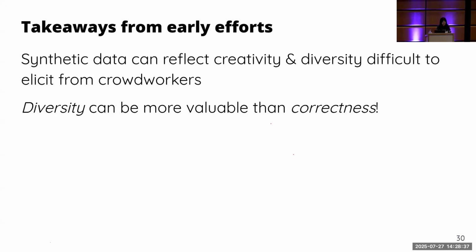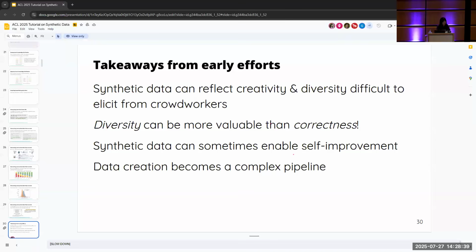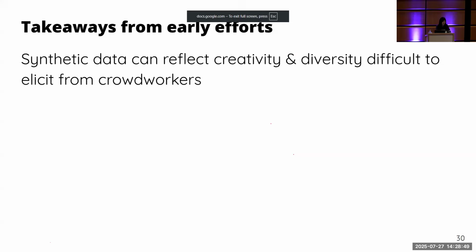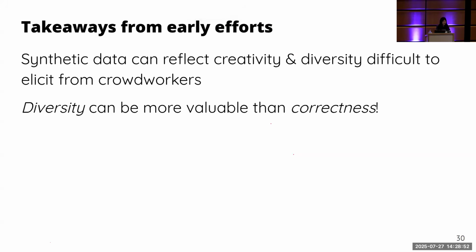We also saw that diversity can be more valuable than correctness. Initially, it seemed like a negative result when we found that in self-instruct, a lot of the generated data was not actually as correct or high quality as we may have wanted it to be. But it actually hides a really interesting takeaway, right? Which is that data correctness is potentially not as important as we thought before. And it's really about the diversity of the data, which adds a lot of value to model training.